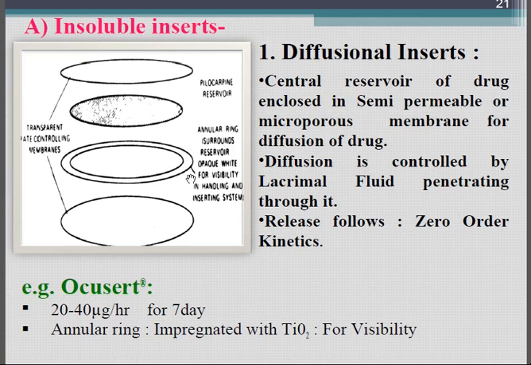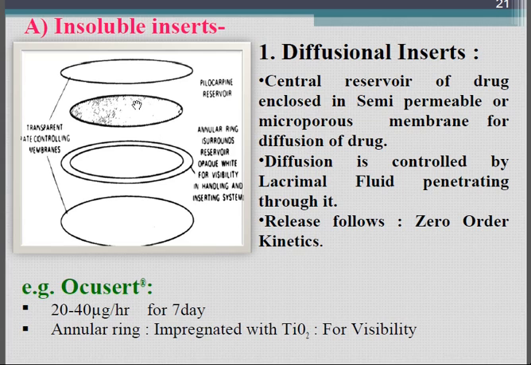So this is an opaque white for visibility in handling and inserting the system. Okay. So we have to touch this one and we have to insert this one by handling this opaque one. And this is a transparent rate controlling membrane. So it is a polymeric membrane this is, and this is a pilocarpine reservoir. So this ring contains pilocarpine, nothing but the drug reservoir.